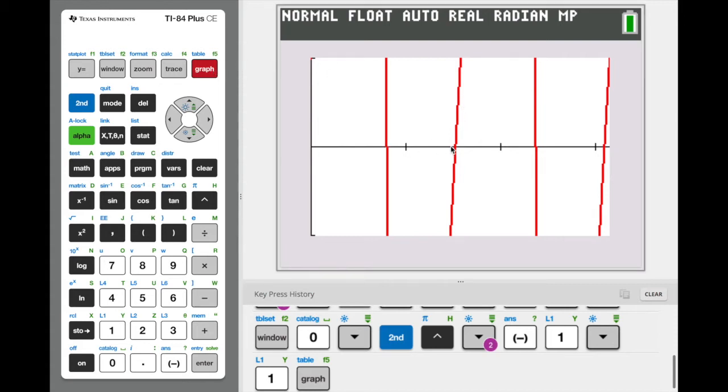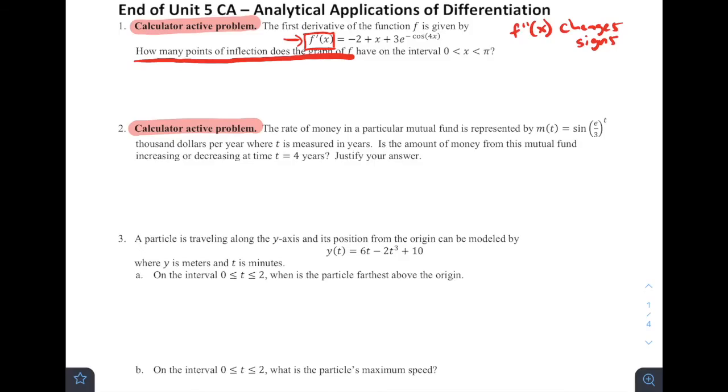It clearly looks to me like it's crossing 1 time, 2 times, 3 times, 4 times. I'm sure if we zoomed out, we'd see something that's going down and then back up. But it is changing sign 4 times, which means that this function is going to have 4 points of inflection. Okay, so using our calculator, we're able to see that there are 4 points of inflection for the f of x function.